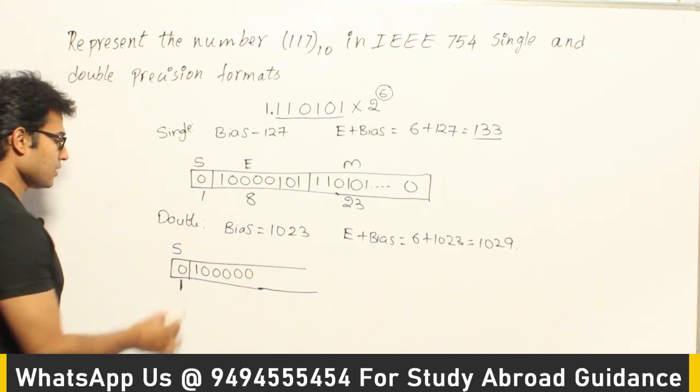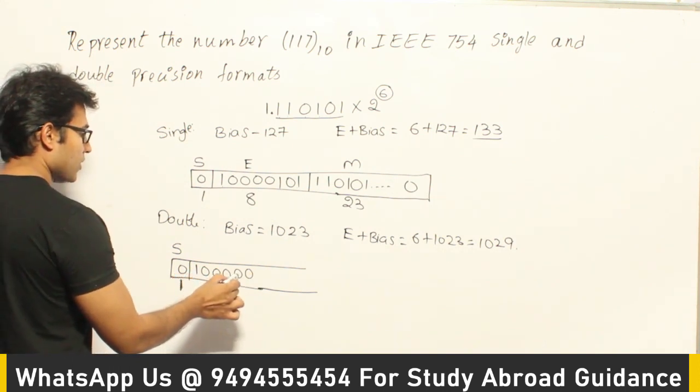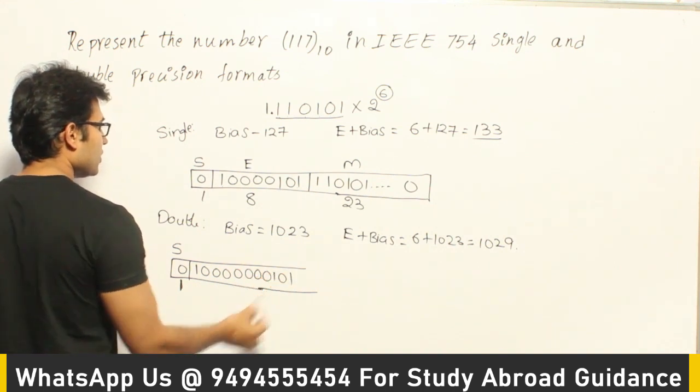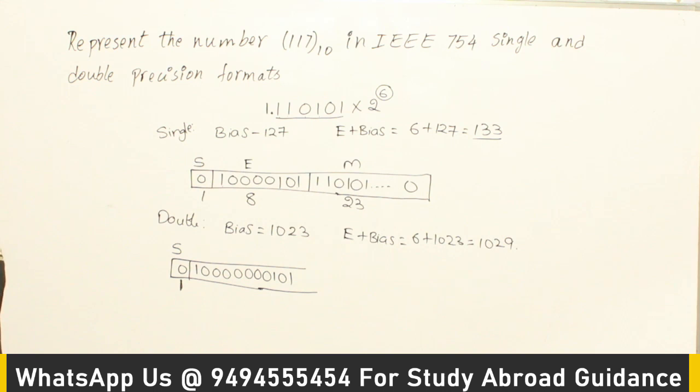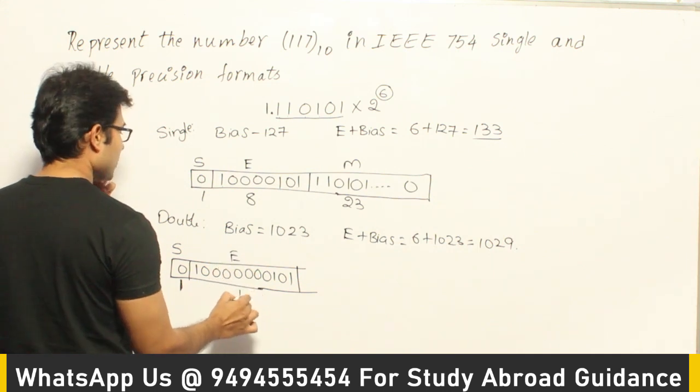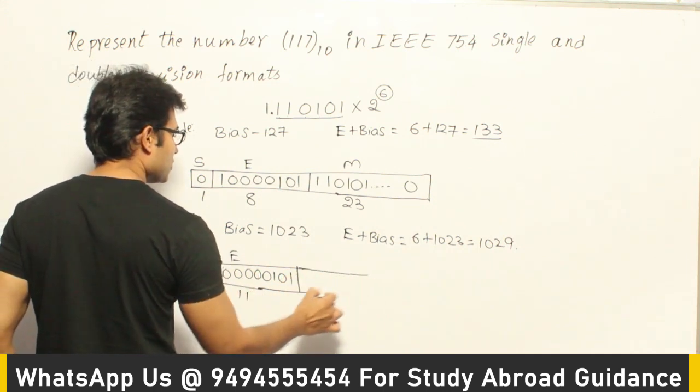So I have to put 8, right? So 1 2 3 4 5 6 7 8 and then 101. So this is completely 11 bits, and all these 11 bits are going to represent the exponent. Okay, the exponent is going to be 11 bits and the remaining part is going to be the mantissa.